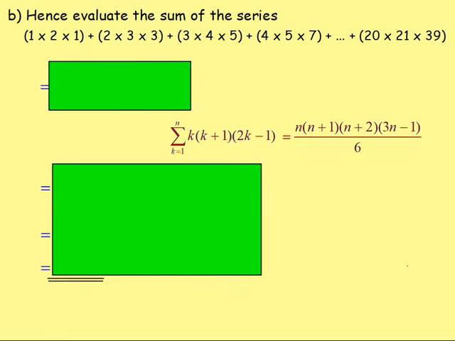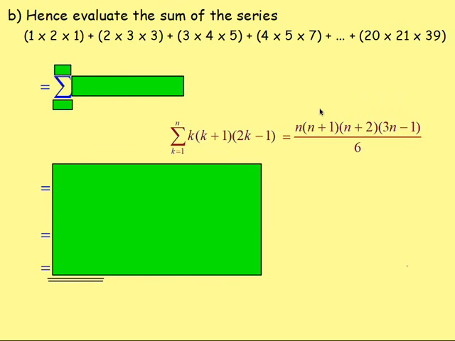Part B, hence evaluate the sum of the series 1 times 2 times 1 plus 2 times 3 times 3 plus and so on, all the way up to 20 times 21 times 39. So to do this one, what we are thinking is that the answer from part A is going to come into play. You can see here that it's really mirroring this k times (k plus 1) times (2k minus 1). So that is what we had for part A.